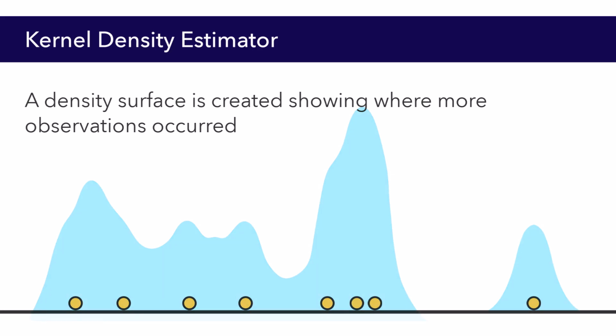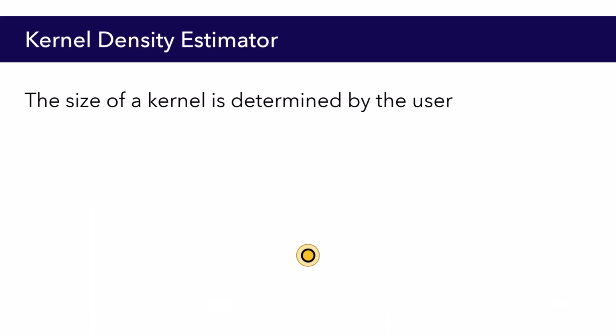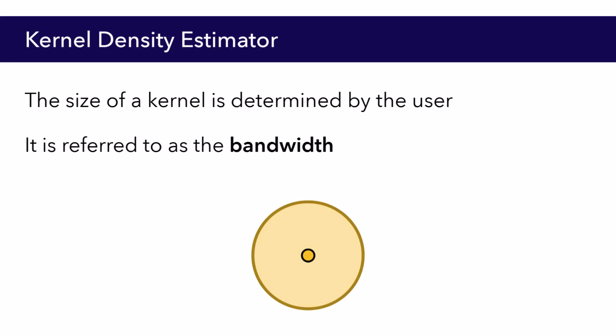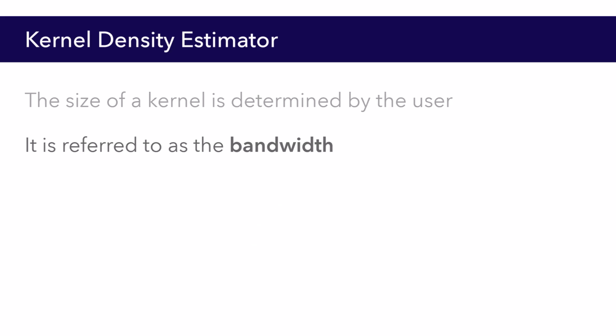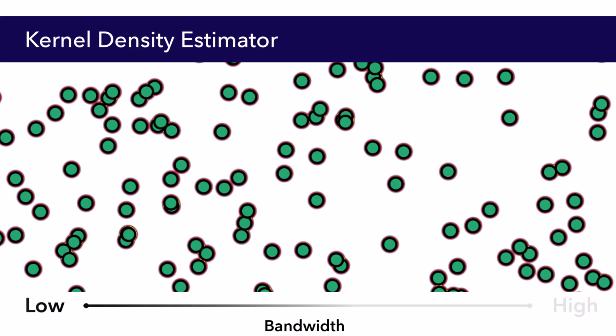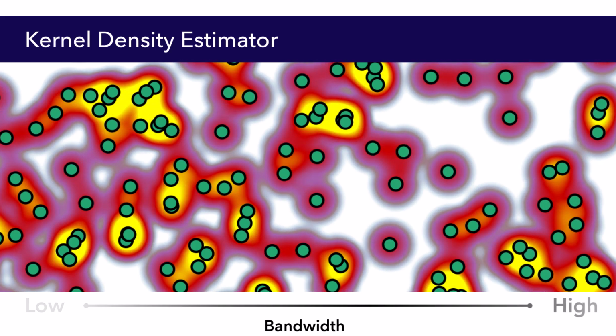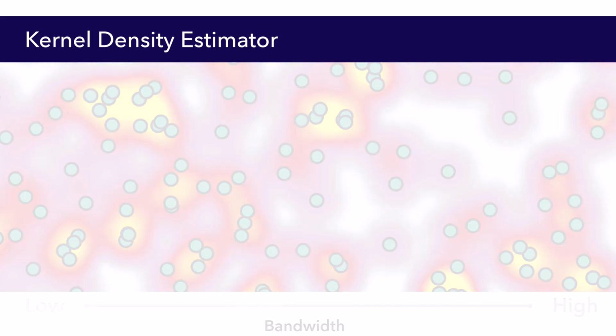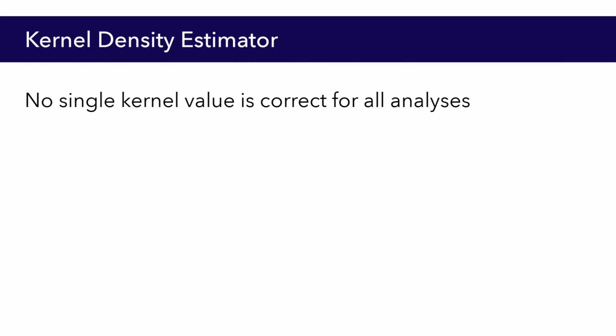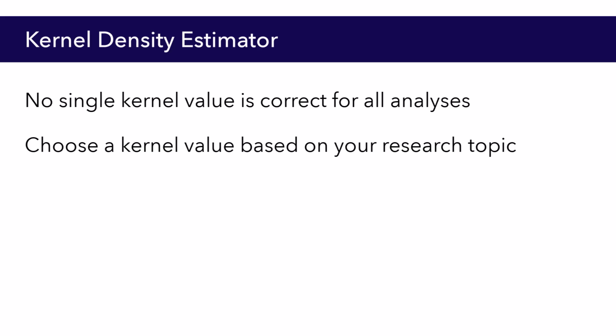The size or width of this kernel is defined by the user and is sometimes called the bandwidth. Adjusting this bandwidth will change the result. If you increase the bandwidth, the surface will become smoother. Ultimately, there is no universally correct bandwidth, so it's best to choose something that is grounded in your knowledge of whatever it is you are investigating.